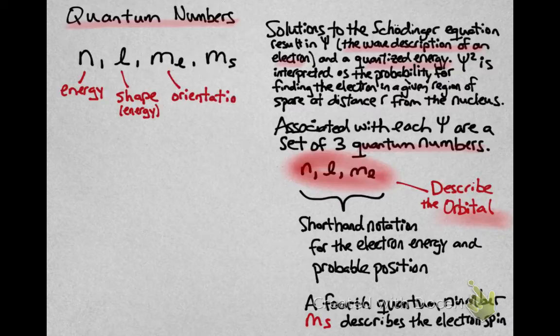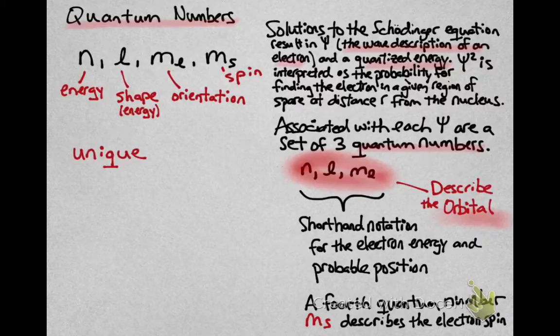m sub l is the orientation. So if a particular shaped orbital can be oriented differently with respect to an xyz space, then that m sub l will describe the orientation of the orbital in that space. And then, of course, as we noted, m sub s is the spin of the electron.